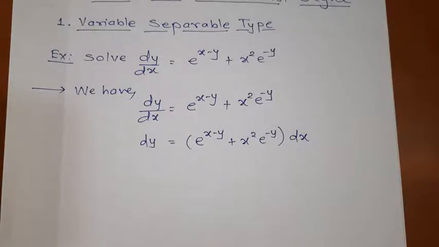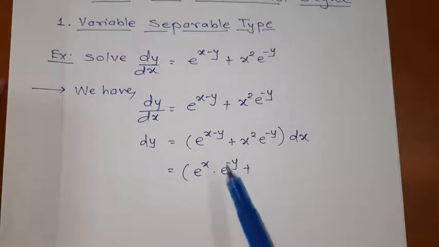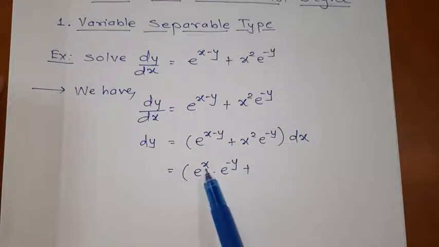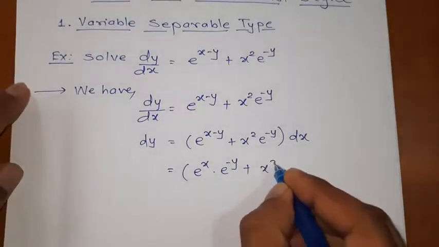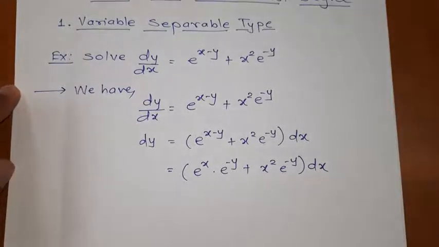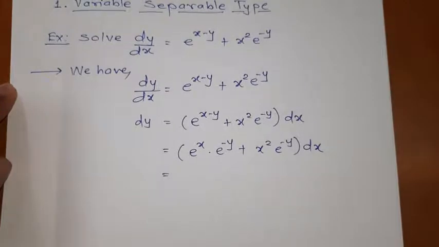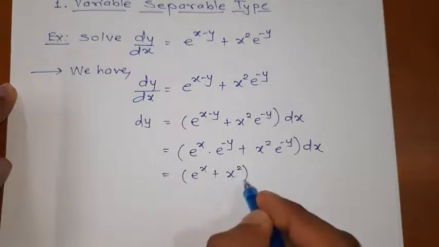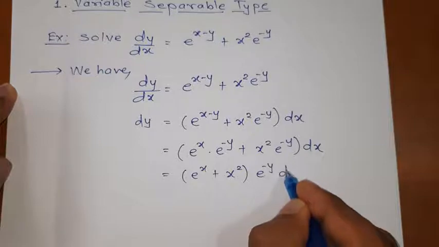I can write the same thing as e raised to x minus y, that means e raised to x into e raised to minus y. If the base is the same, you can add the powers, so x and minus y will be the power. Plus, I can write x square e raised to minus y dx. Can I take e raised to minus y common? Yes, obviously. So e raised to x plus x square, taking e raised to minus y common, and here we have dx.